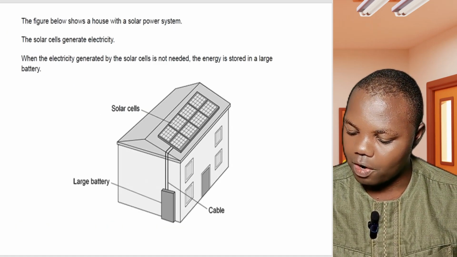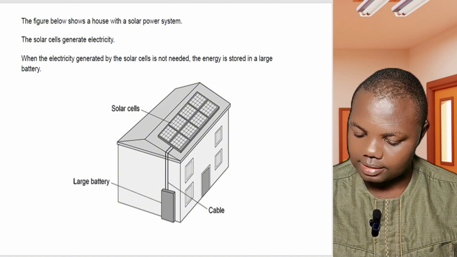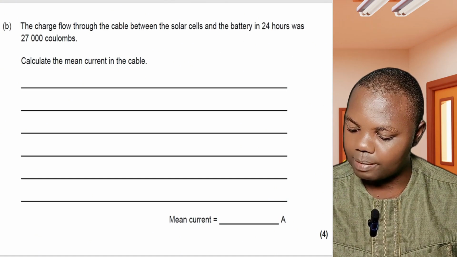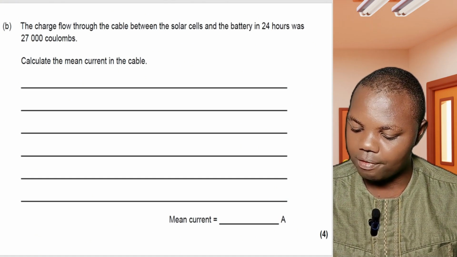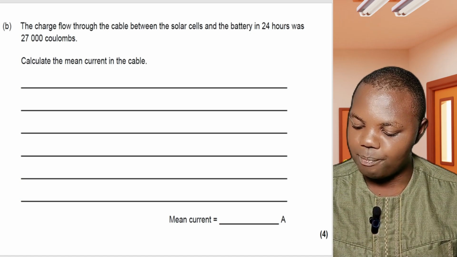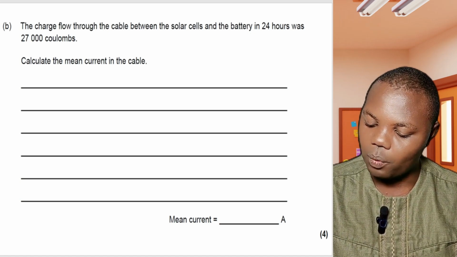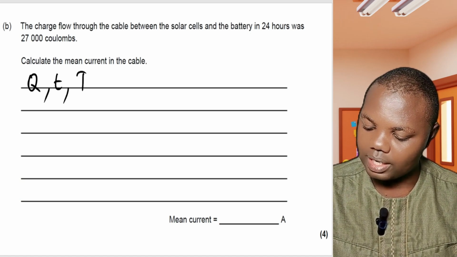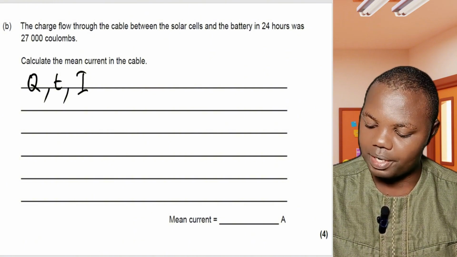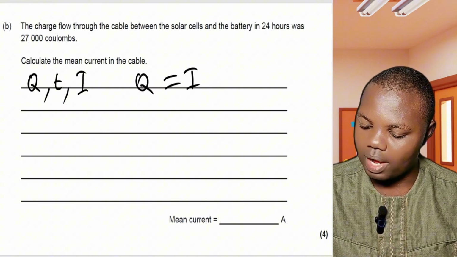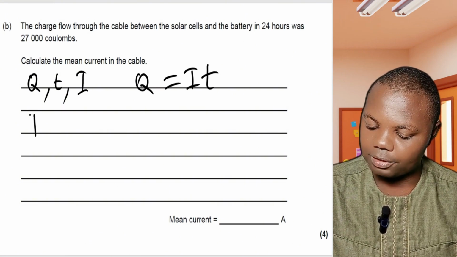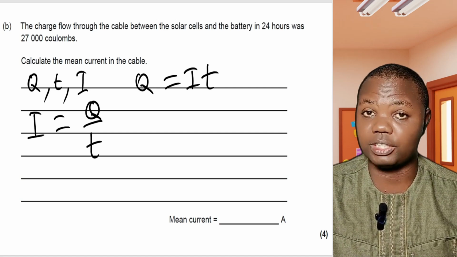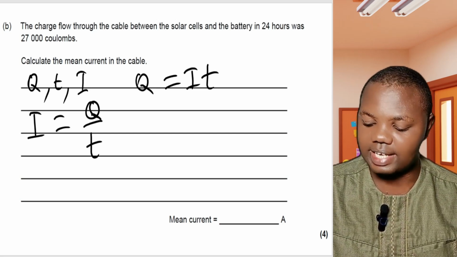So based on this figure, we're asked that the charge flow through the cable between the solar cells and the battery in 24 hours was 27,000 coulombs. Calculate the mean current in the cable. So we're given the charge, we're given the time, and we have to calculate the current. So the equation that governs this will be Q equals IT. So making I the subject of the formula, I have I equals Q over T. Q is the quantity of charge, I is the current, and T is the time.